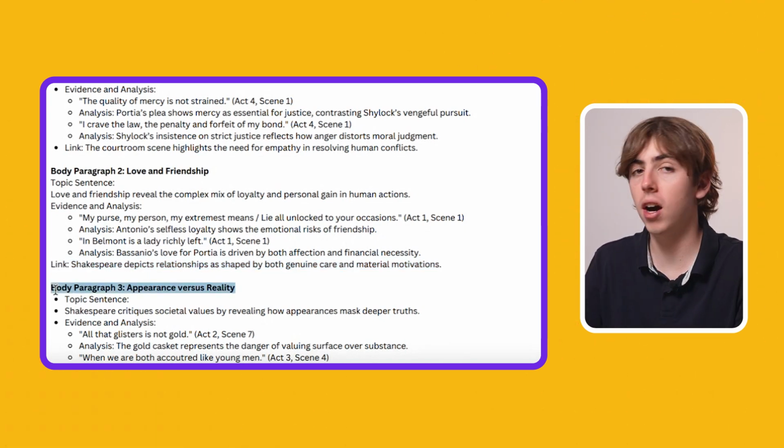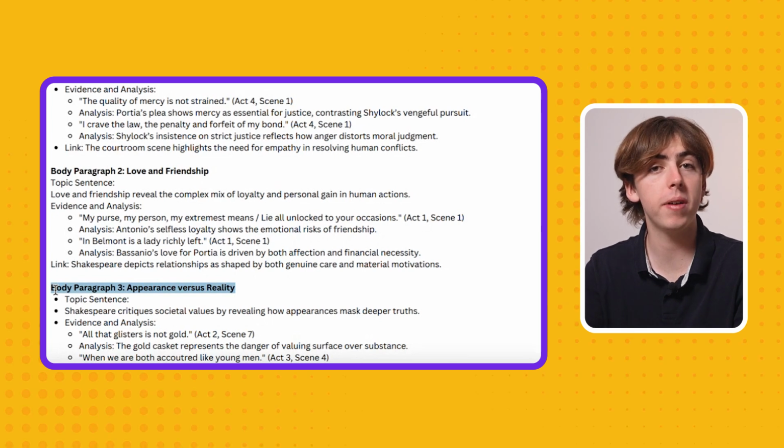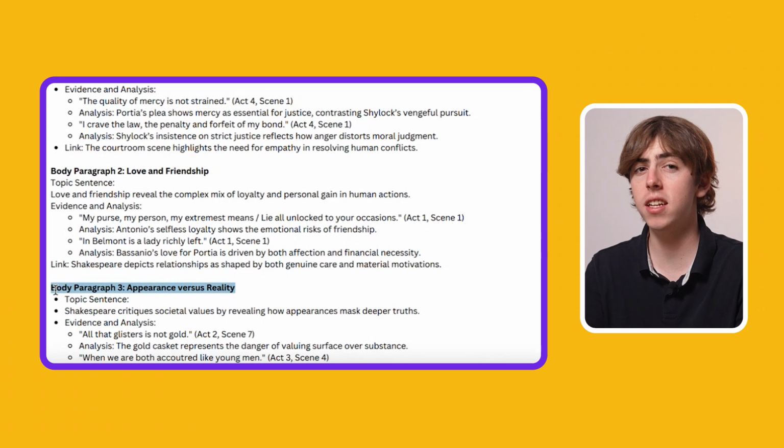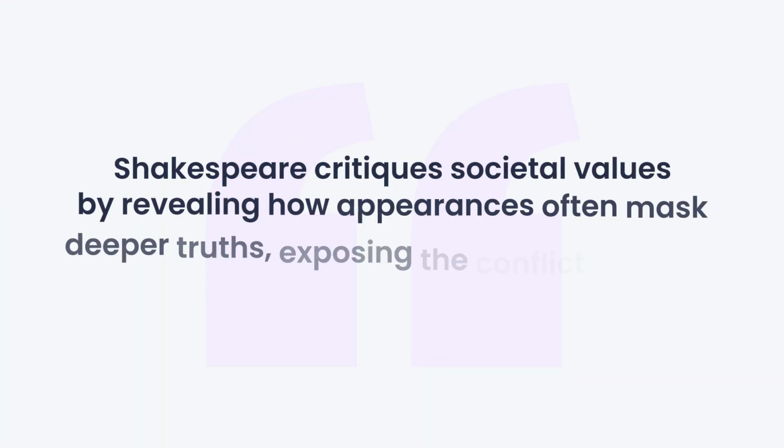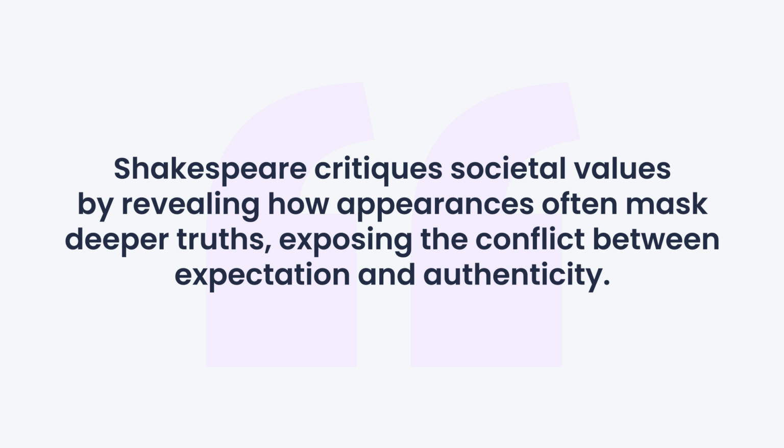The third paragraph should focus on how surface level appearances can mask deeper truths, whether that's in identity, values, or morality. Your topic sentence could be, Shakespeare critiques societal values by revealing how appearances often mask deeper truths, exposing the conflict between expectation and authenticity.